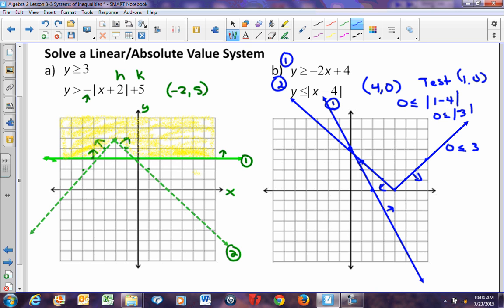Okay, so where do these things overlap? We happen to overlap right here. So that would be the solution of this particular inequality. And again, make sure that you have labeled both your inequalities and your x and y axis. And that's the solution of inequalities.